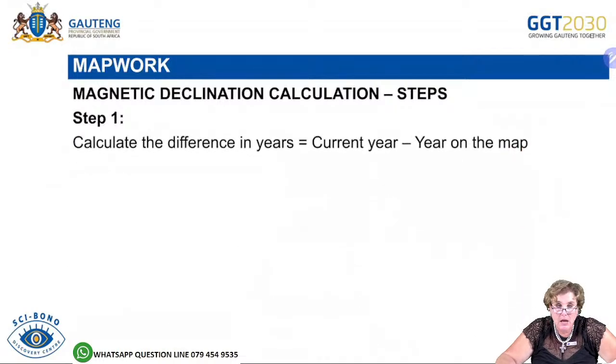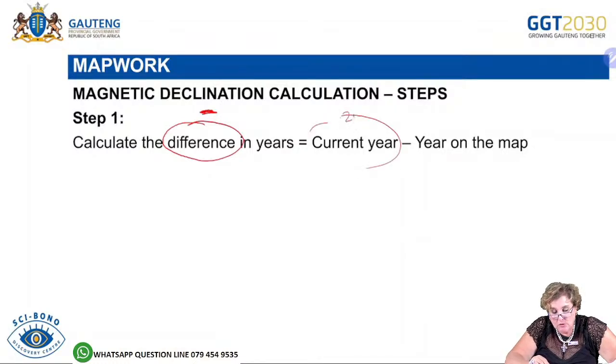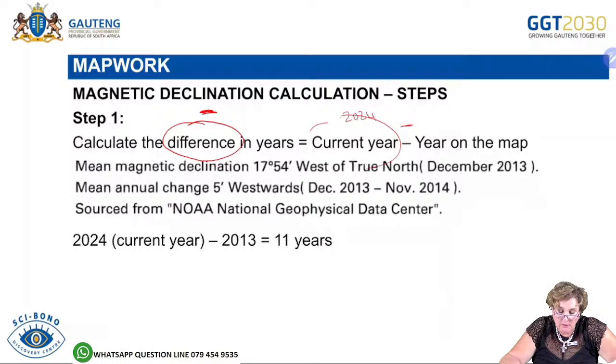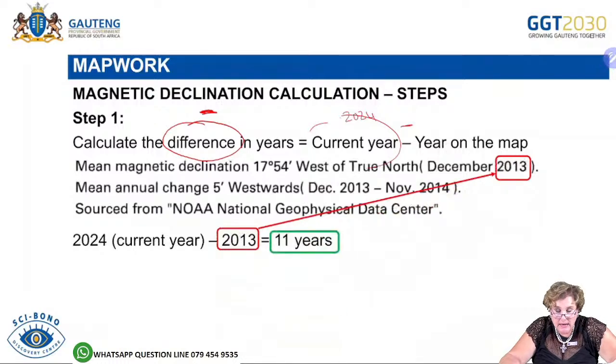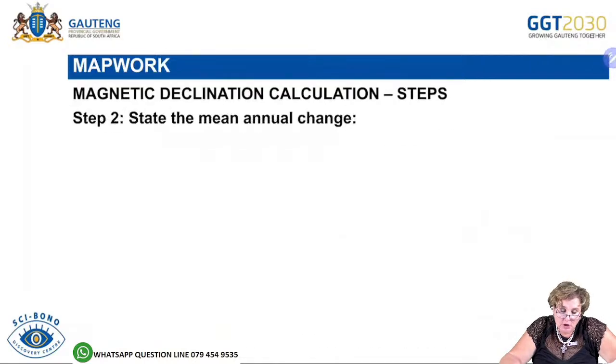What is step 1? I have to calculate the difference in years. Difference in maths means I must subtract. So, I take the current year, in our case it's 2024, and I minus the year on the map. So 2024 minus 2013. Where do I get that 2013 from? I get it from there. So if I subtract, I will get 11 years. So first of all, you subtract the years.